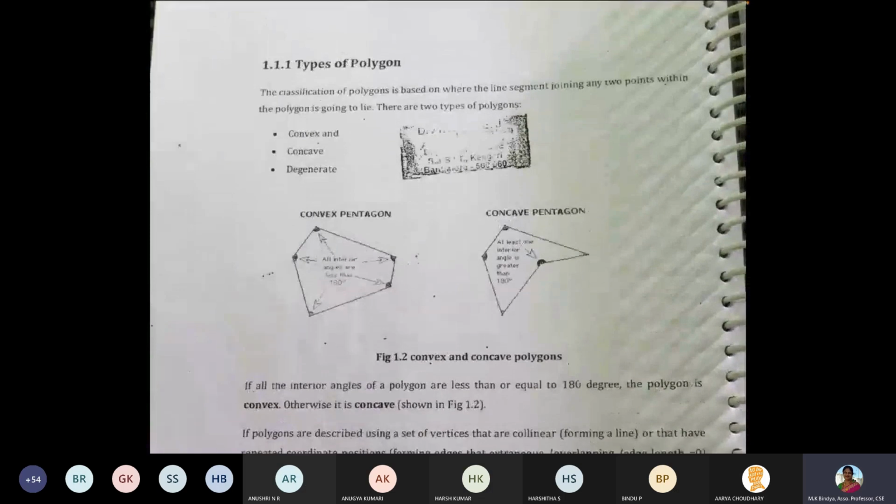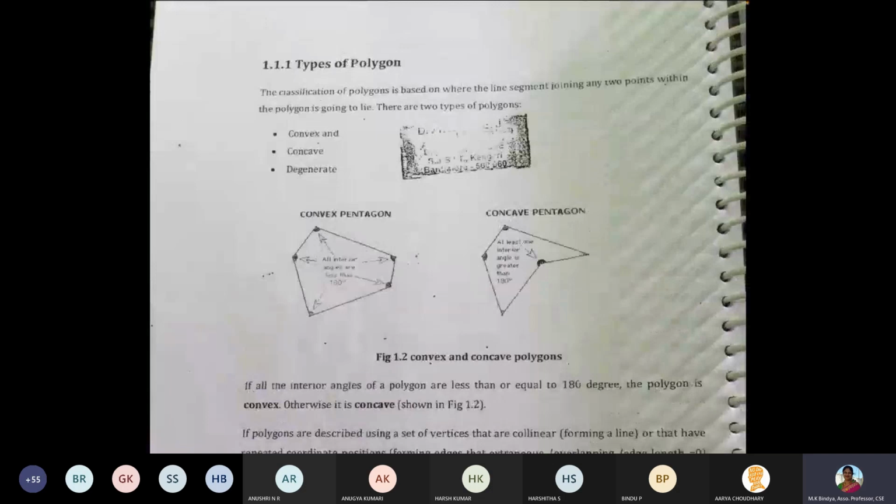Now the next topic is, we'll see what types of polygons there are. Mainly there are two types of polygon: the first one is convex polygon and the second one is concave polygon. And a degenerate polygon is a figure consisting of fewer than three vertices, for example a line or overlapping lines. These are called degenerate here.